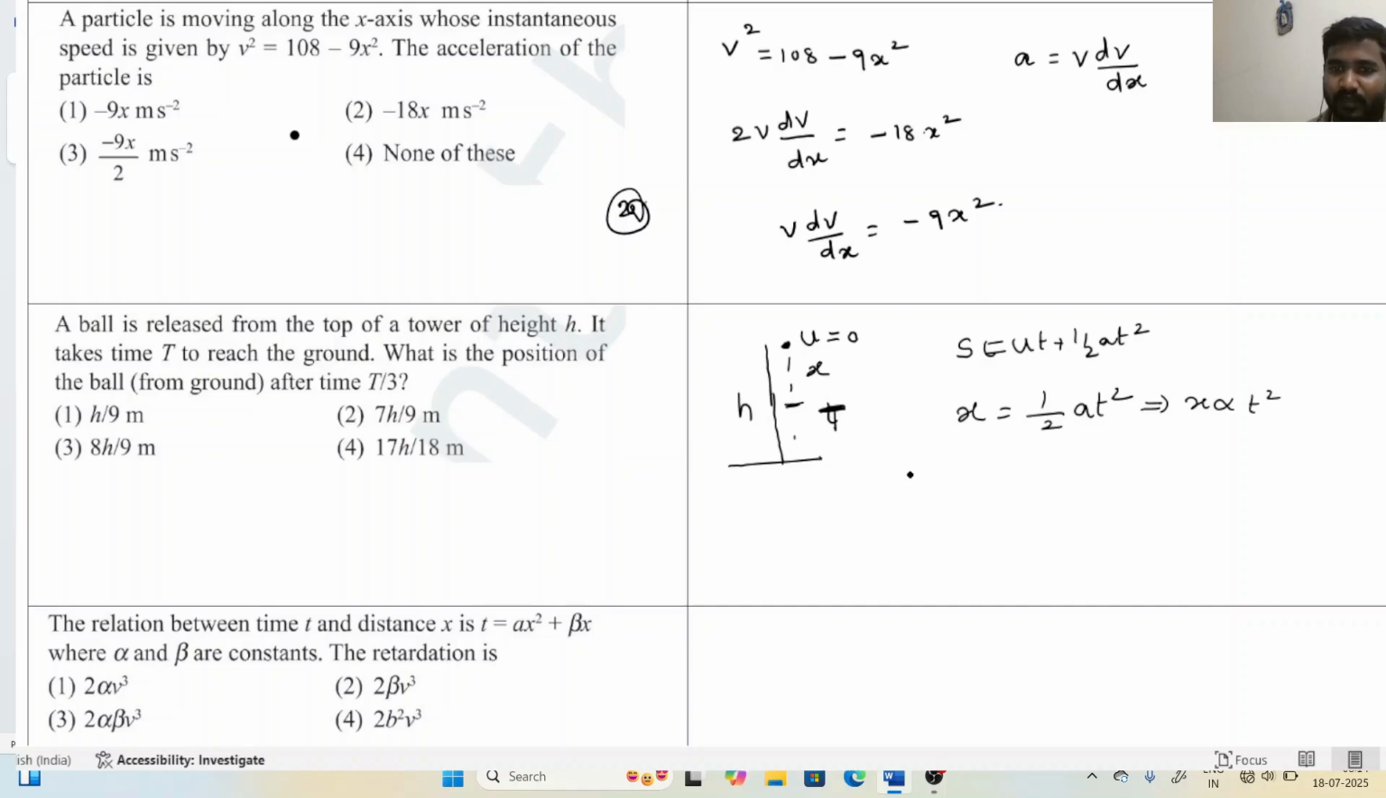Then x divided by capital H: at the position x, time is T by 3, and at position H, time is T, so the whole square. Therefore T and T get cancelled, and you get 1 upon 9. So x is nothing but H divided by 9. If it is H by 9 from the point of projection, then from the ground it is H minus H by 9, which gives 8H by 9. So this much height it has. Therefore, you can go with option 3.